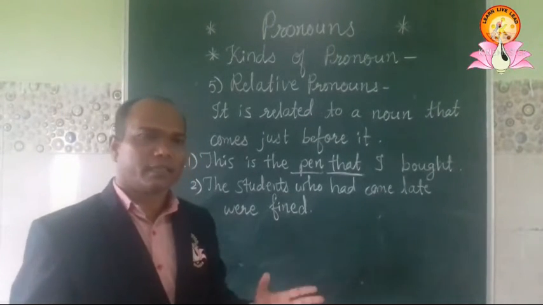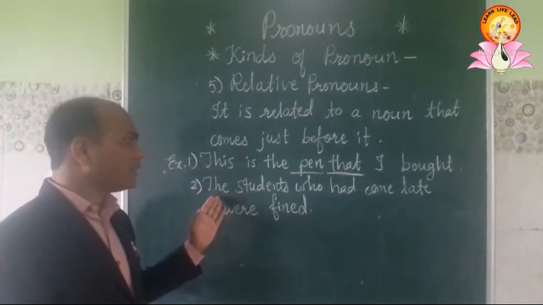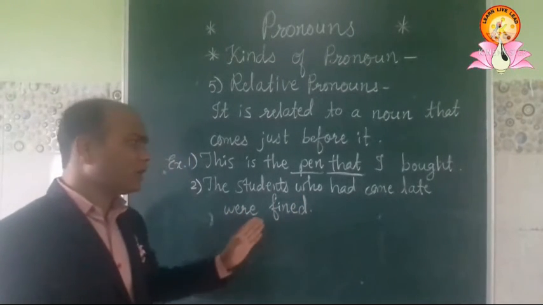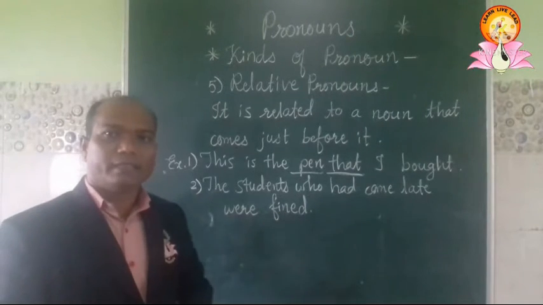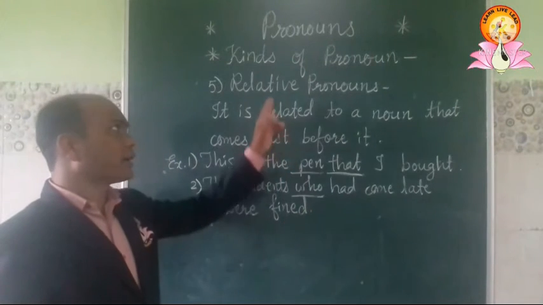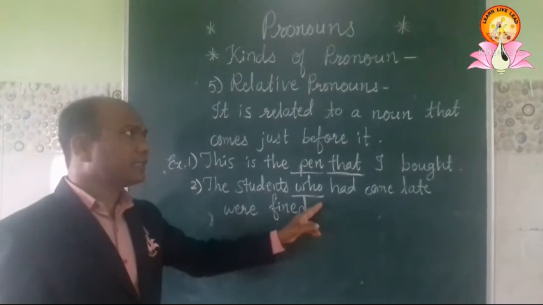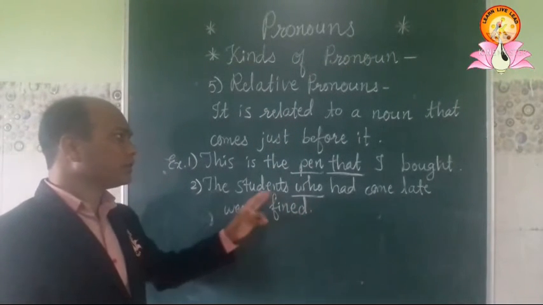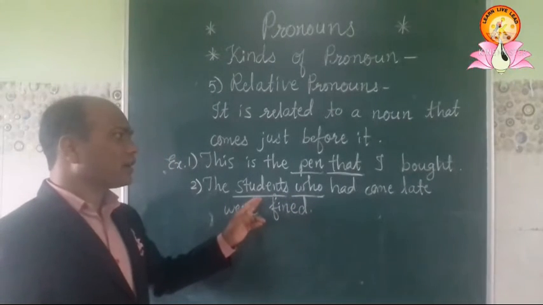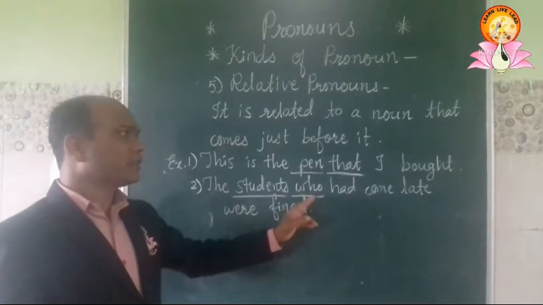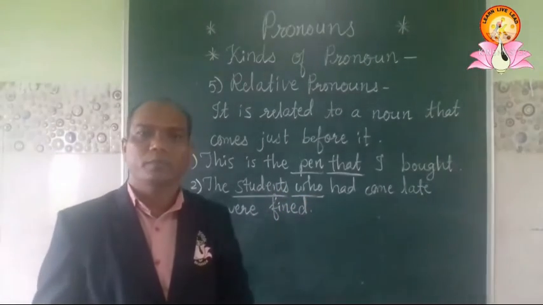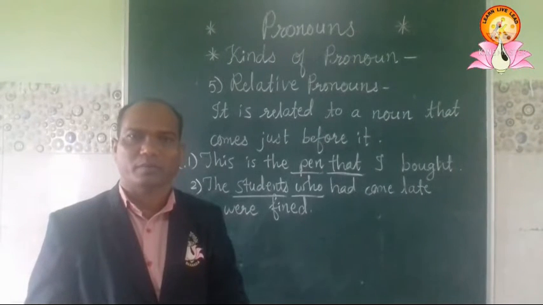Let's see another example. Second, the students who had come late were fine. Here in this sentence, who is a relative pronoun because it is related to the noun students which comes just before it. That's why who is also a relative pronoun.